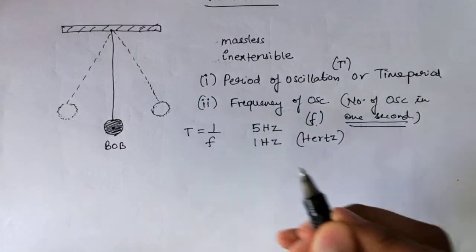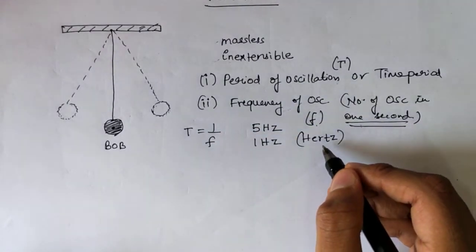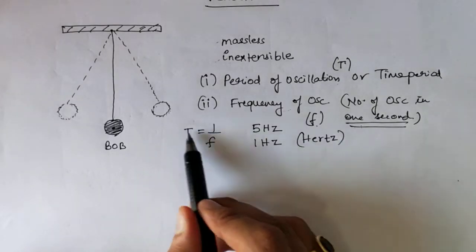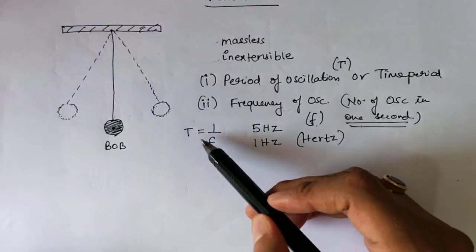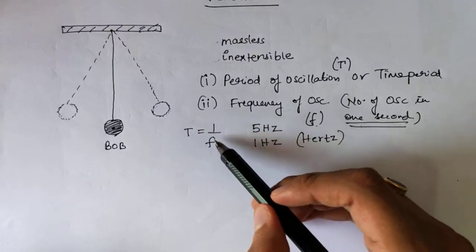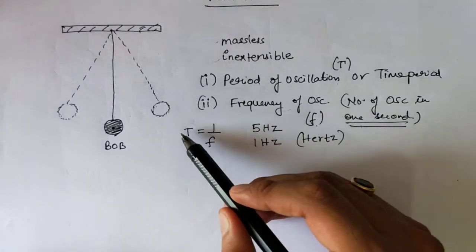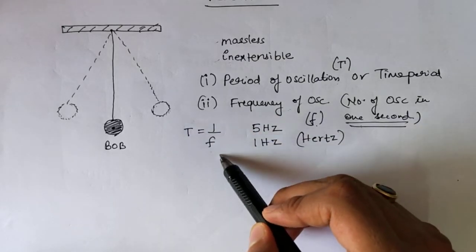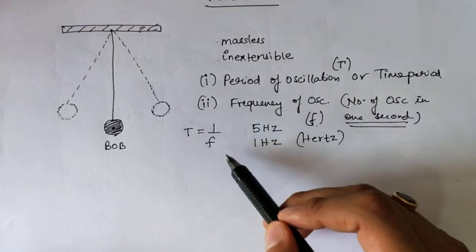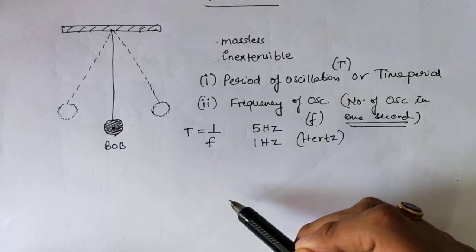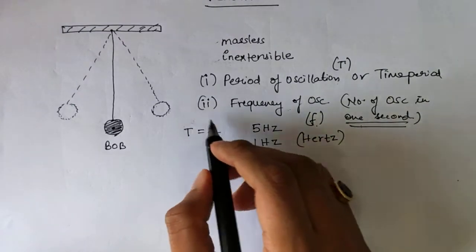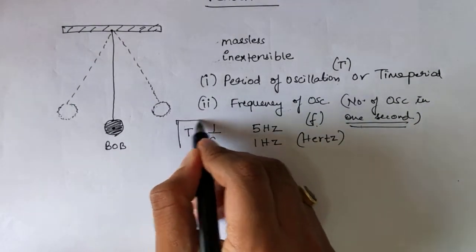Time is 1 upon F. This means that time is 1 upon F. It means they are reciprocal. They are inversely proportional to each other. Inversely proportional means if time increases, frequency will decrease. Opposite relation. If frequency increases, time will decrease. In numericals, this formula will be helpful to us.